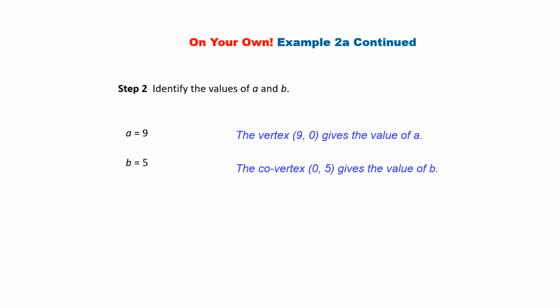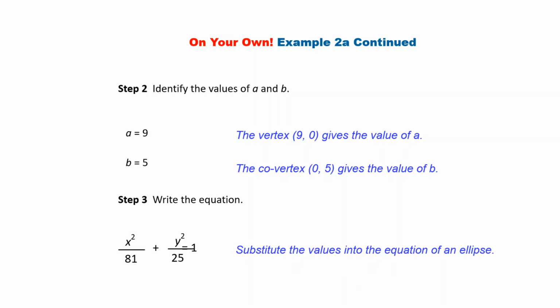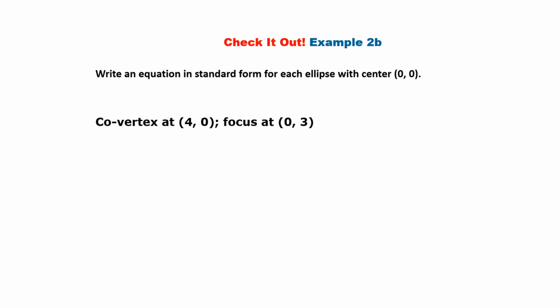So now it's really easy. We just have to fill in the blanks and substitute, and we end up with x squared over 81 plus y squared over 25 equals 1. And that's your answer. All right, here's another one for you to try out on your own.